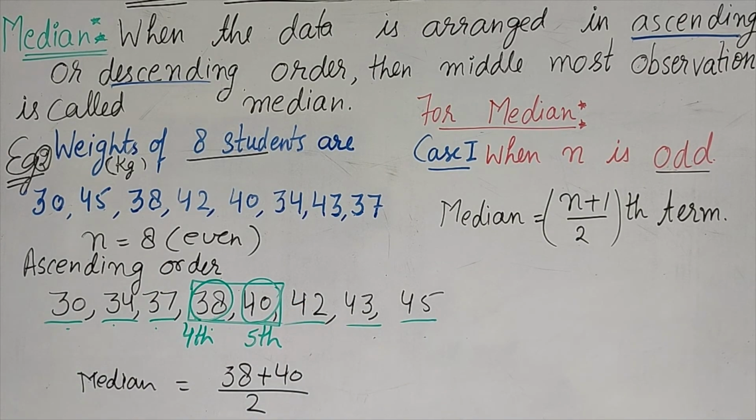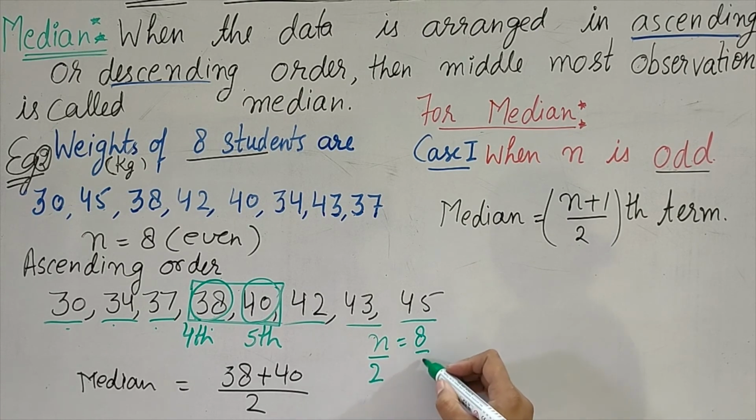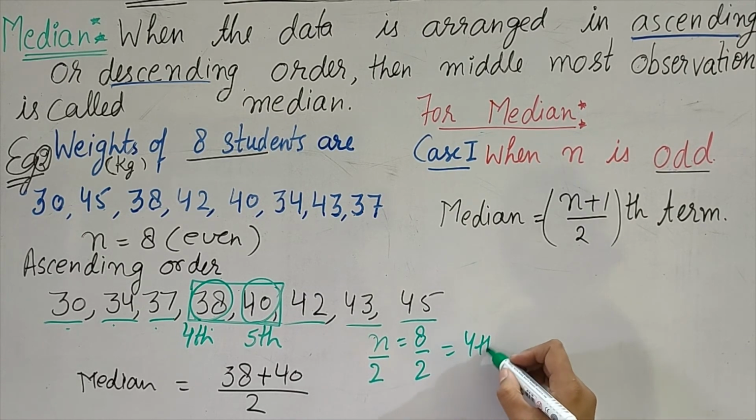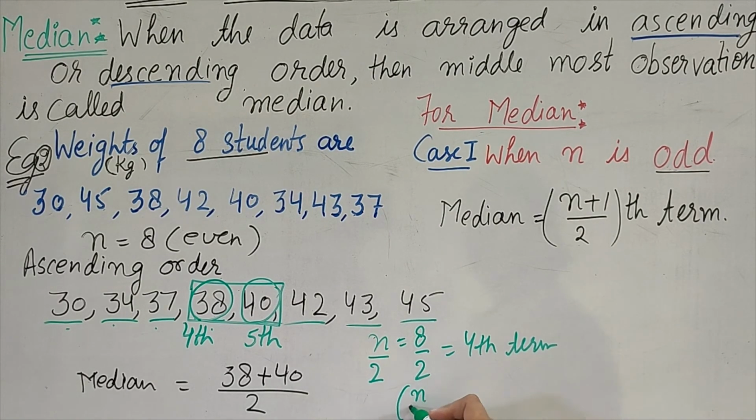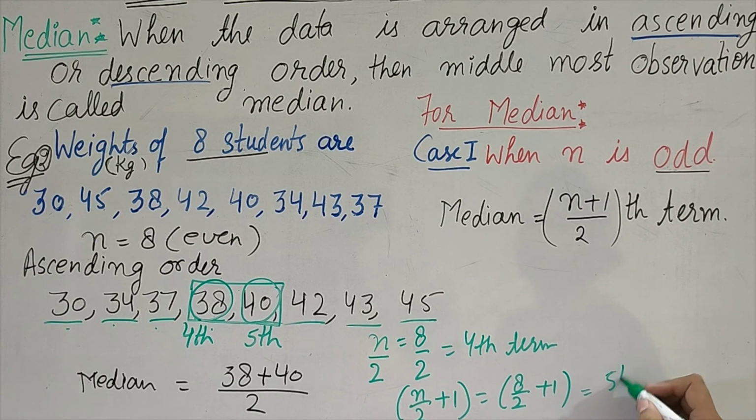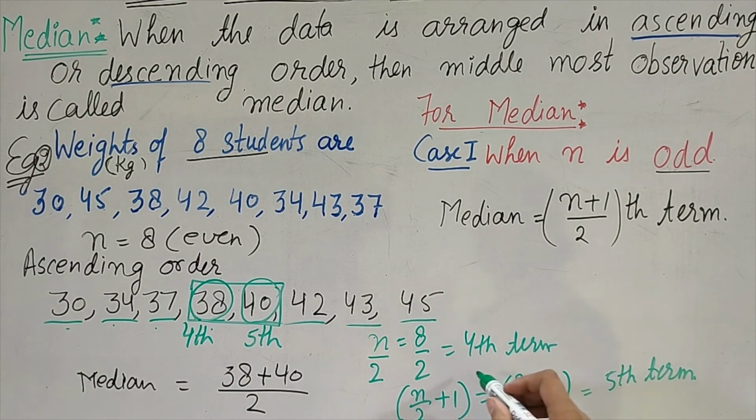So how will you get the 4th term? Total number of terms, n, is equal to 8. If we just do n by 2, divide by 2, then you will get the 4th term. And how the 5th term? By this n by 2, if you add 1, that is 8 upon 2 plus 1, we are getting the 5th term. And after that, what will be the median? Median is the average of these two terms.